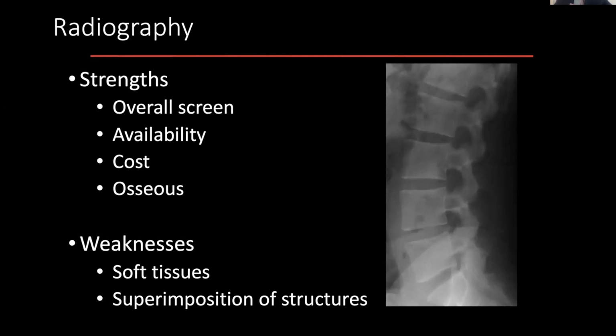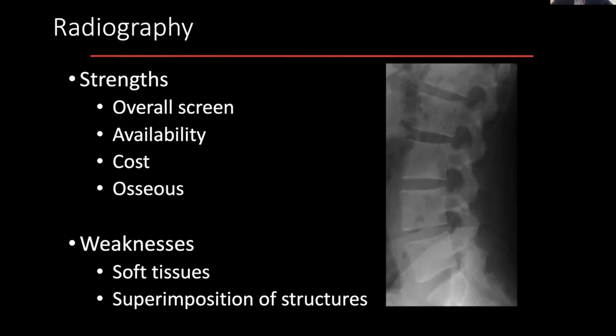So obviously, starting with good old-fashioned plain films, and I think in this era we have a tendency to dismiss plain film radiography as maybe being old hat and maybe not giving us all that much information, but it actually is extremely useful. Firstly, because it's widely available, cheap, easy, low risk, and can depict very serious pathology. Certainly you can see fractures, certainly you can see any lesions that may be infiltrating bone.